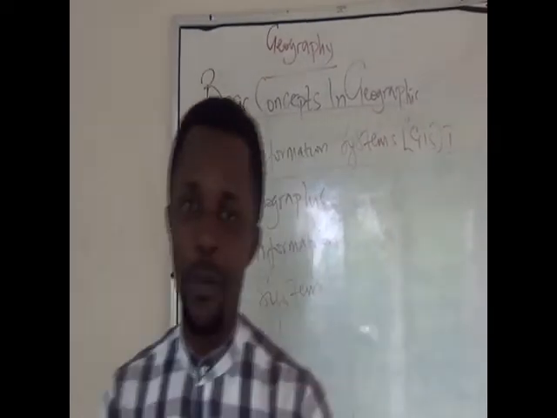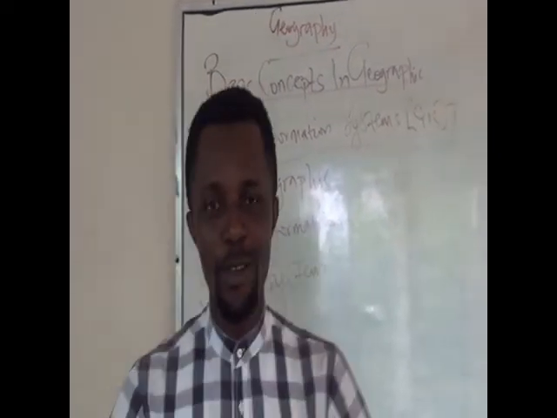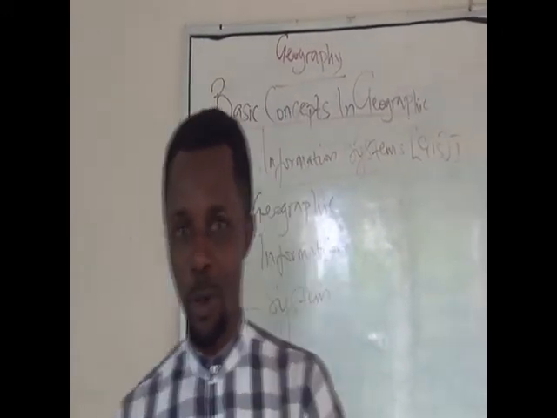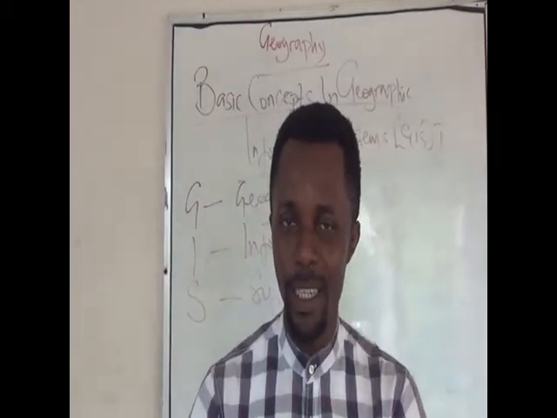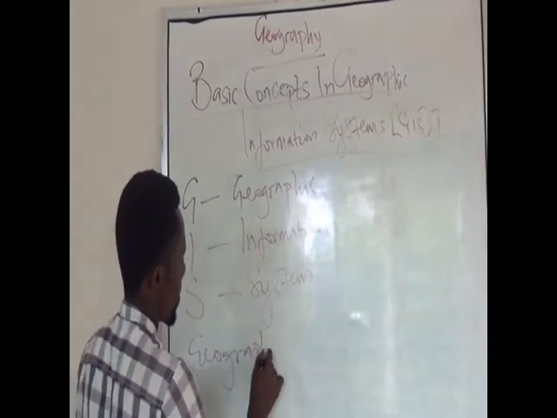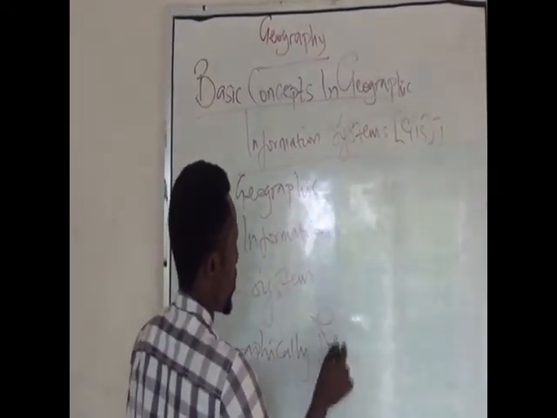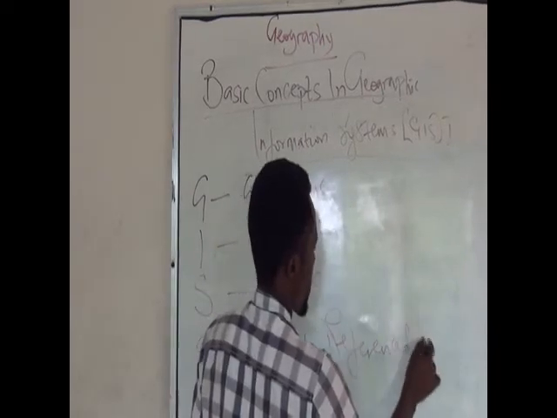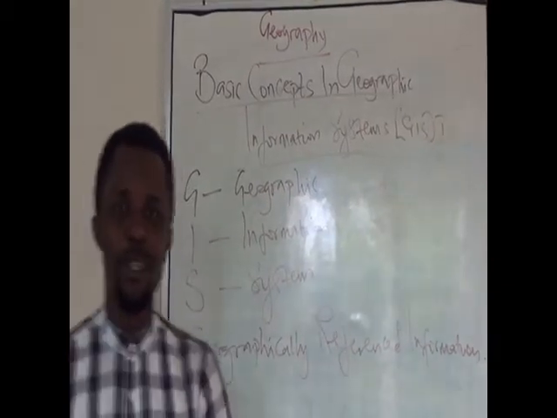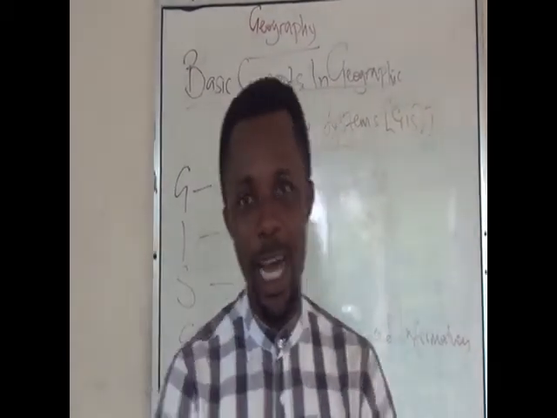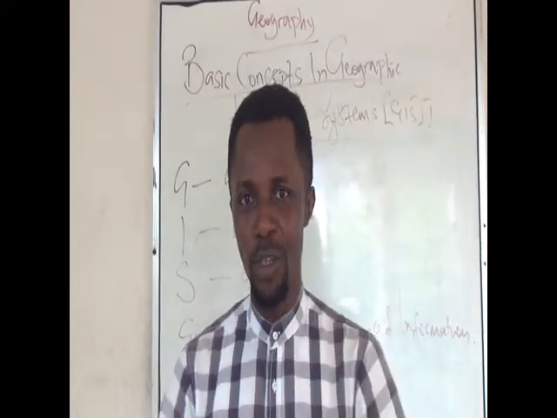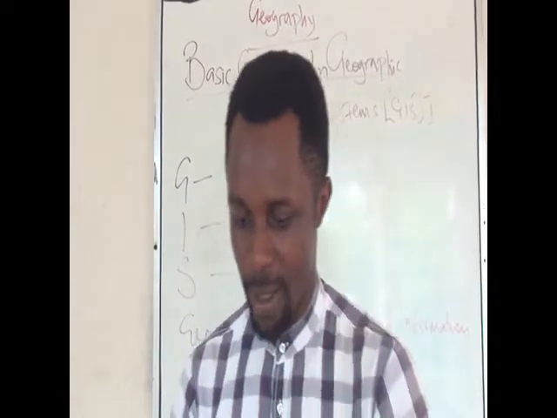GIS simply means Geographic Information System. It is the use of computer software and hardware to manipulate, store and analyze geographically referenced information. Take note, geographically. So when we talk on GIS, it simply means computer plus geography. When you use computer to manipulate geographic information, what you end up doing is called GIS.